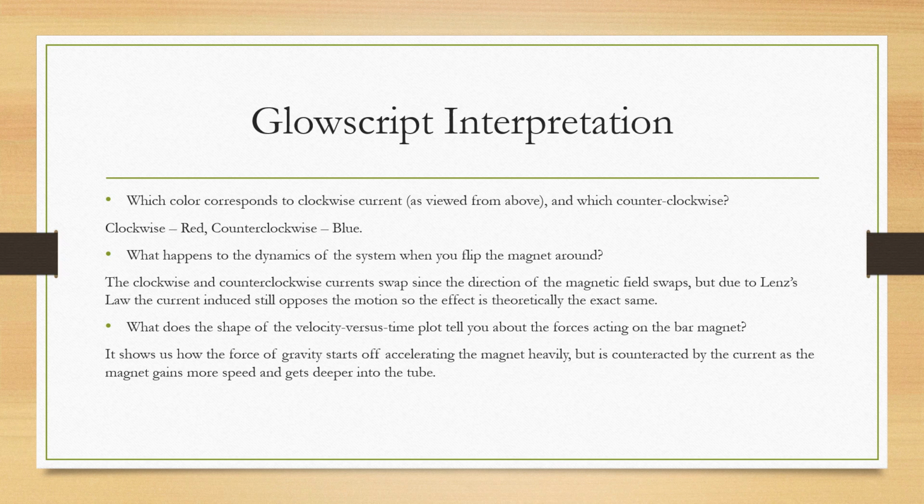The velocity versus time plot shows us that it was falling under gravity, and then the induced current started to have an effect, slowed it down, and counteracted the gravitational force, not completely, but enough to slow it down noticeably until it fell out, and then gravity just finished.